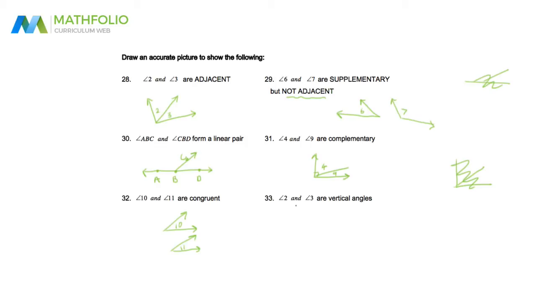They're congruent. Okay, angle 2 and angle 3 are vertical angles. So what that means is that they are opposite and equal. So 2 could be here and 3 could be there. Also, the top angle and the bottom angle are also congruent too. Alright.